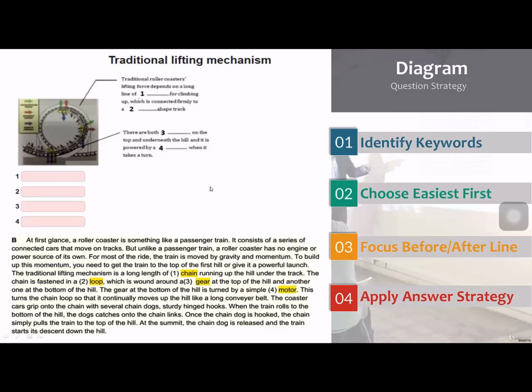And then it's powered by, is turned by, which is a synonym for powered by, turned by a simple motor. So with a diagram, it's like any other fill the blank question. You're paying attention to the language before the blank line.